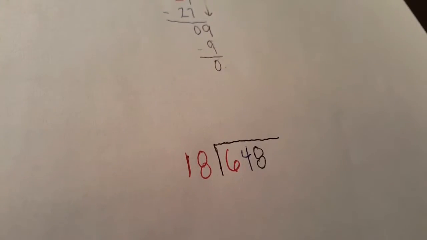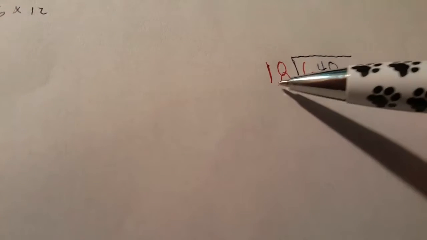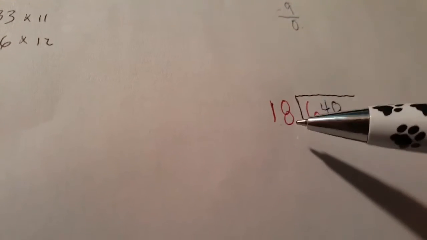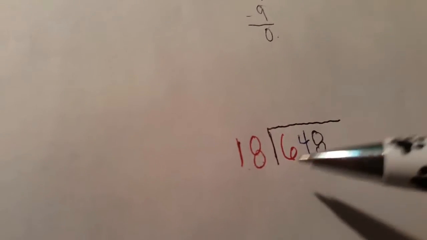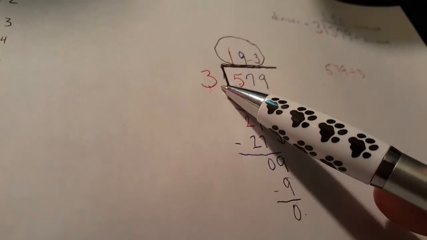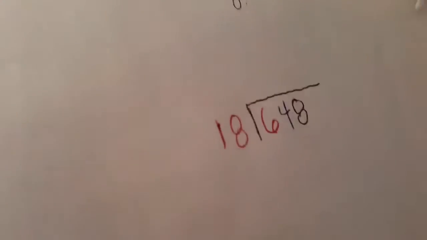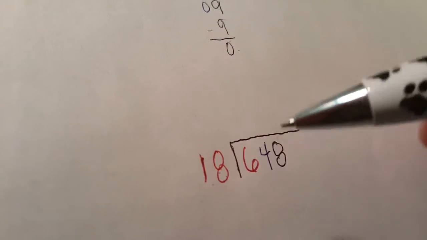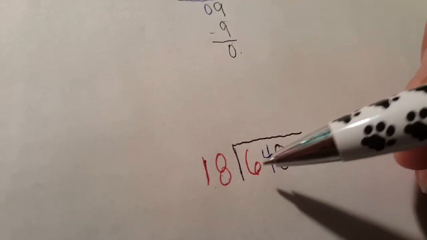Now what happens when we have a divisor that goes into the tens? So we don't have just our ones column anymore. Now we have a number that's into the tens. It is the same process as when we had our divisor in the ones. So we can go ahead and start by saying, how many times does 18 go into 6?